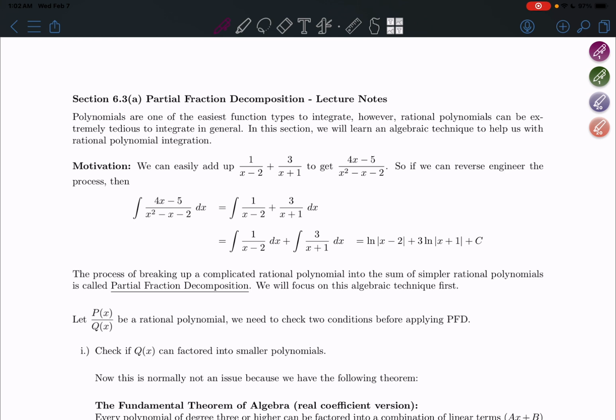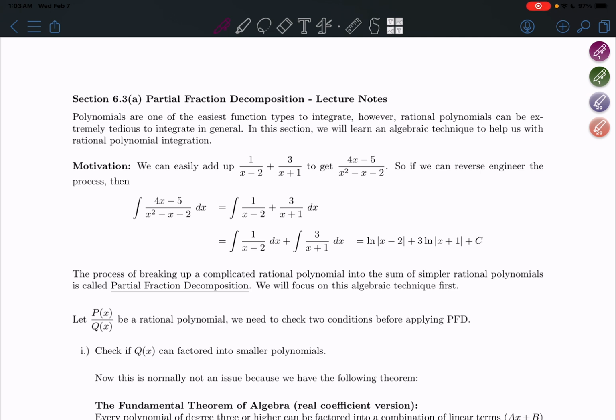Here we go. So polynomials are the easiest type of function to integrate. We know that, and that's part of the reason why we love them. But a polynomial is to an integer as a rational polynomial is to a fraction. So it almost feels like rational polynomials should be just as easy to integrate as polynomials. Well, unfortunately, they are not.